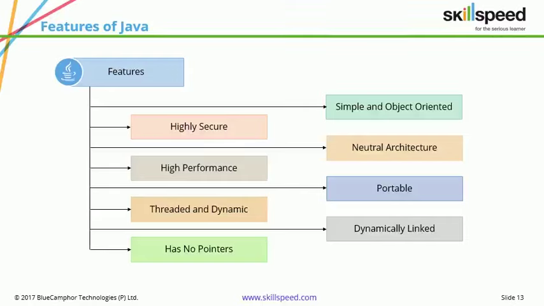And coming to the point of threaded and dynamic, Java implements a feature called the multi-threading concept, using which different threads can be executed simultaneously. As you see in daily life, when you open software in a system, you can also listen to music. At the same time, you can fill a form and submit. So this can happen in an operating system because it has the multi-threading concept.